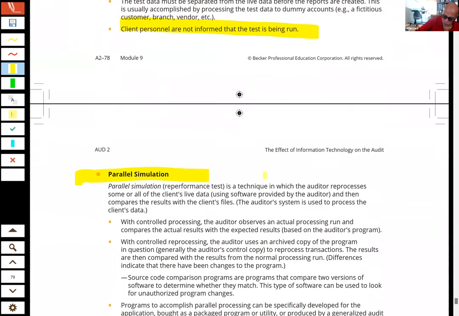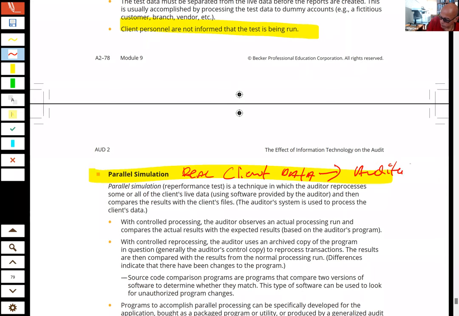Now, parallel simulation is going to be client data. And you can put actual client data there, real client data. And here it's the auditor system. Okay. So now we take the client's data and we take it back to the auditor system, and we write a program that is supposed to process the data the way the client's system has been described to us and how it processes. And we look to see if our answer is the same as what the client's system came up with. That's called parallel simulation.